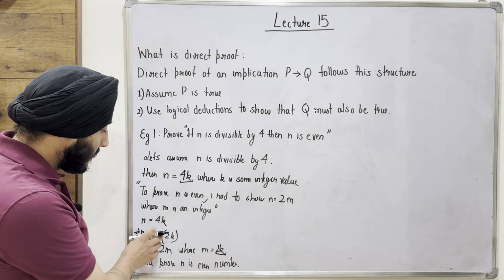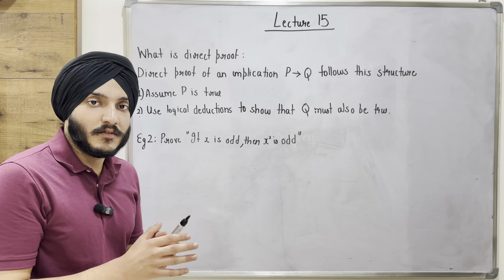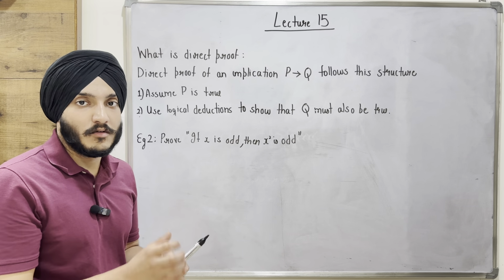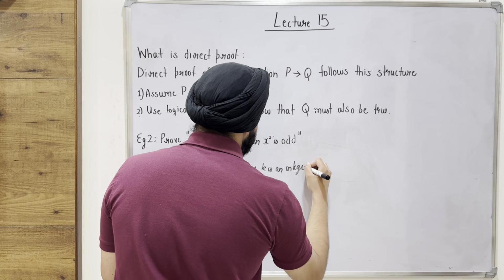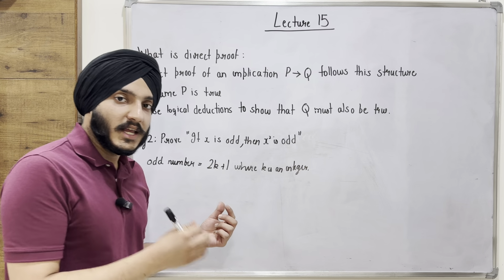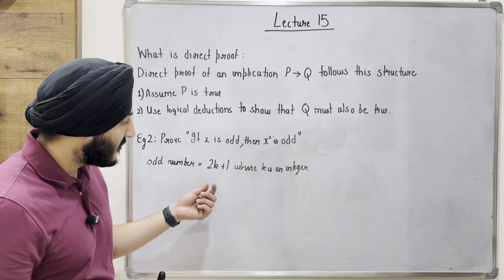Given if x is odd, I'm supposed to prove that x square should also be odd. Just like the previous example, I need to show the representation of an odd number. If you don't know, an odd number is equal to 2k plus 1, where k is an integer. So basically, when there's an even number, we represent it as 2k, and when there's an odd number, the representation is 2k plus 1. So just some basic things that you need to understand.